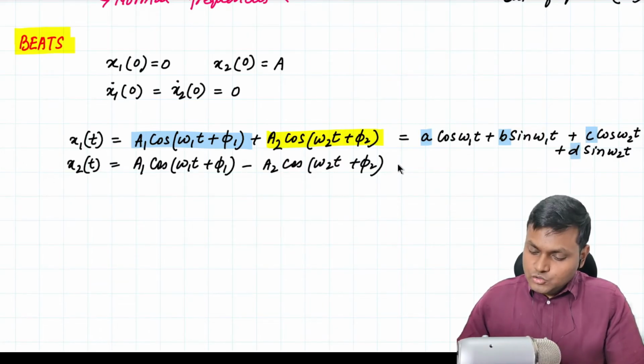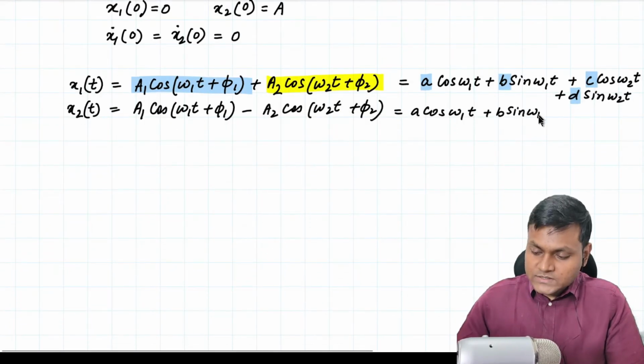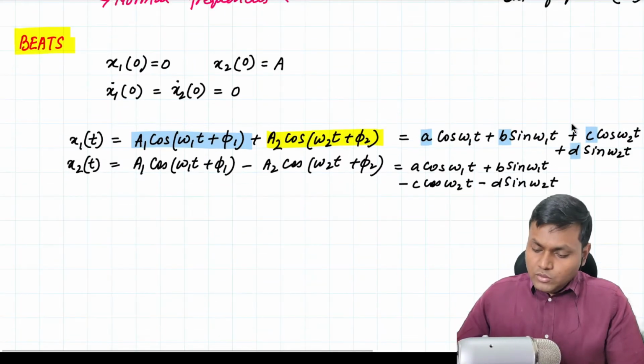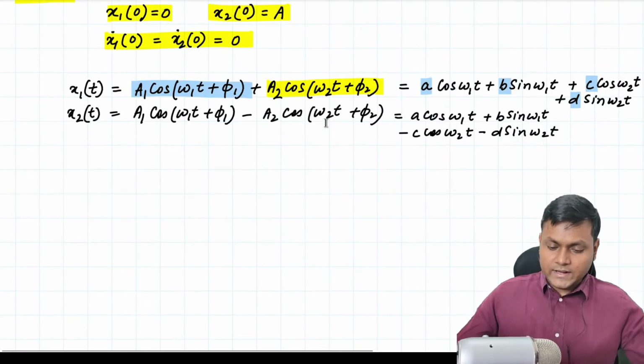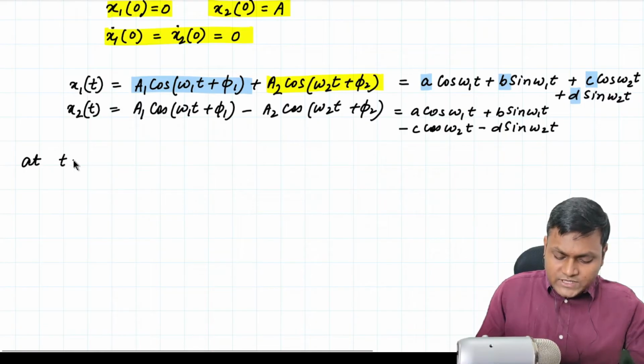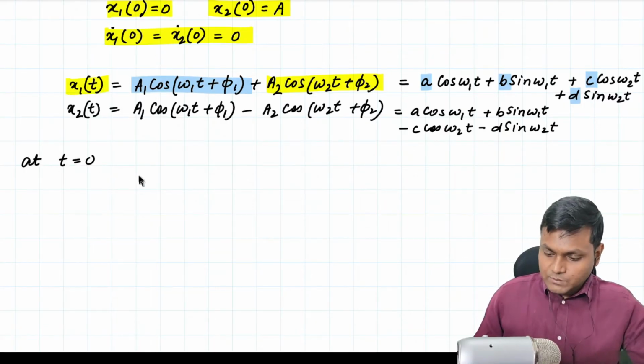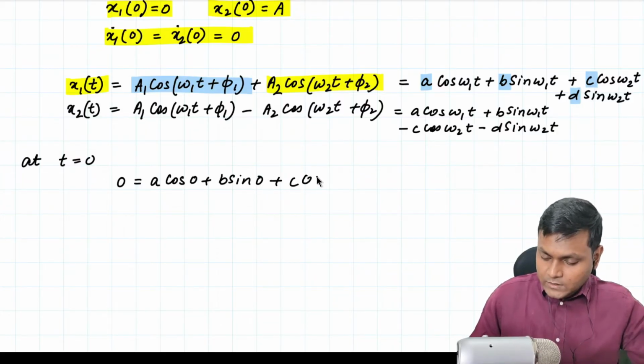Similarly, the expression for x2 can also be written as a cos omega 1 t plus b sine omega 1 t minus c cos omega 2 t minus d sine omega 2 t. So I want to find out what these values a, b, c, d are after applying these initial conditions. So let us apply that and see what we get. At time t equal to 0, what does x1 become? x1 simply becomes 0, because x1 at time t equal to 0 is 0, equal to a cos 0 plus b sine 0 plus c cos 0 plus d sine 0.